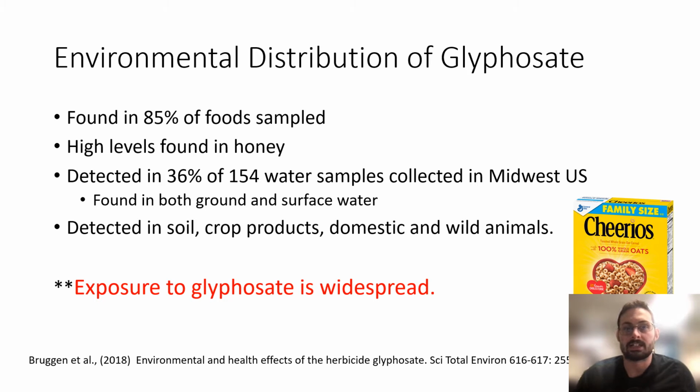So where is glyphosate found in our environment? Glyphosate is actually found in 85% of the foods that were sampled. High levels of glyphosate are found in honey. It was also detected in 36% of 154 water samples collected in the Midwest in the United States. They found glyphosate in both ground and surface water. It was detected in soil, crop products, domestic and wild animals. Exposure to glyphosate is widespread.